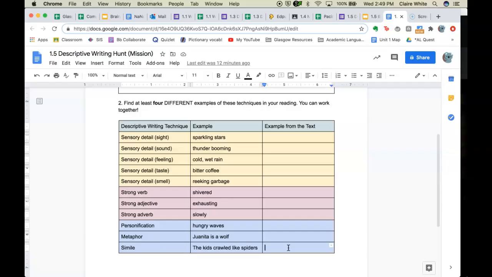I suggest that you partner up with someone because it will be a lot easier if you work together and talk about it. This column to the left is the different descriptive writing techniques that I just taught you. In the middle is an example. And then here is where you write exactly what it said and what you read. So if you read, the rain pounded on the roof, you write that here for sound.